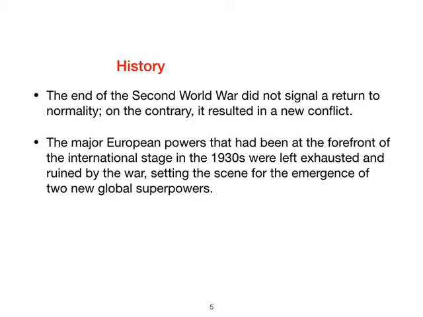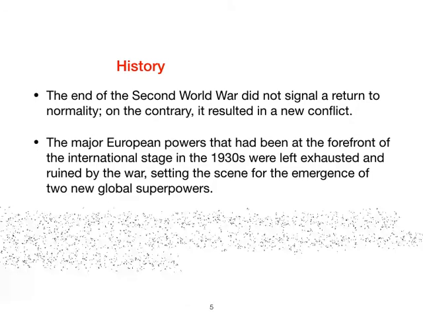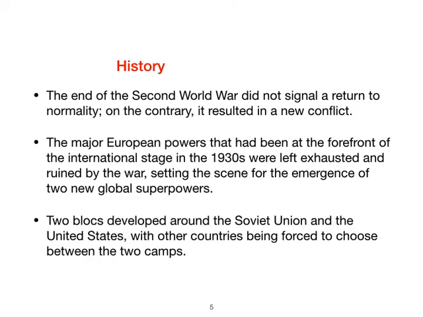two new global superpowers came to the scene, and two blocs developed around the Soviet Union and the United States, with other countries being forced to choose between the two camps. So we can see that two powerful countries emerged in terms of technology and weapons. Both these countries advanced to the mega level, even in nuclear technology and space technology. A race began, and countries were asked to join either of the two camps. The world was divided into two camps.